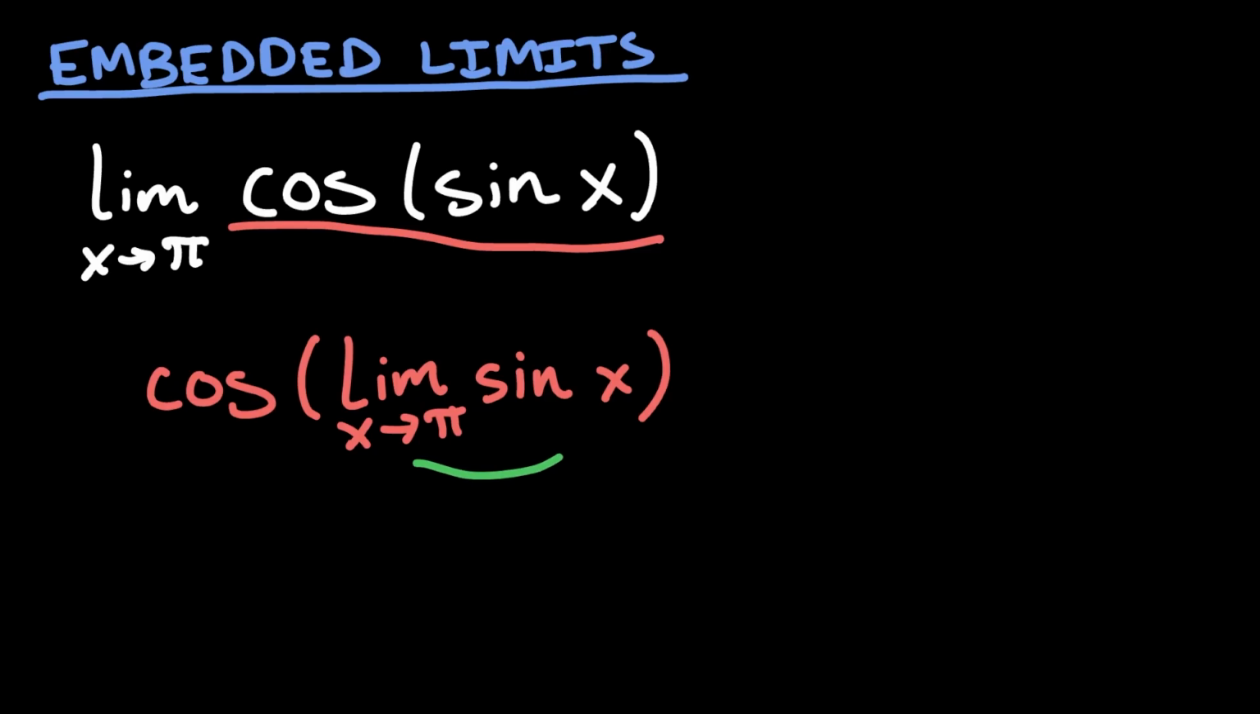As long as we don't get an undefined answer by plugging in x, we can just plug in x. What is sine of pi? Sine of pi is 0. I'm planning on making a series all about trigonometry functions, so stay tuned for that.